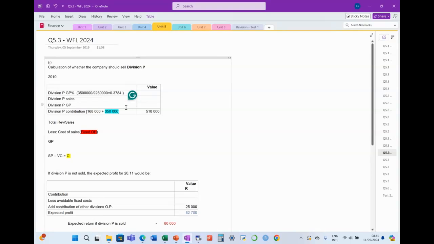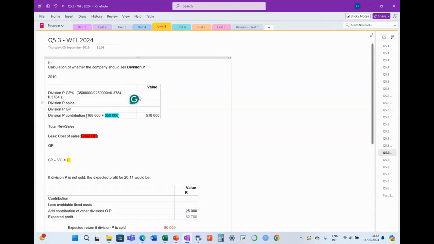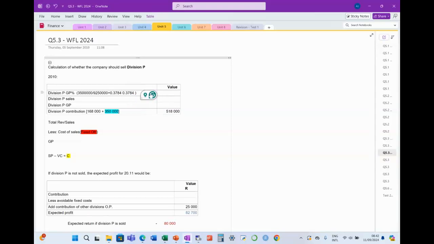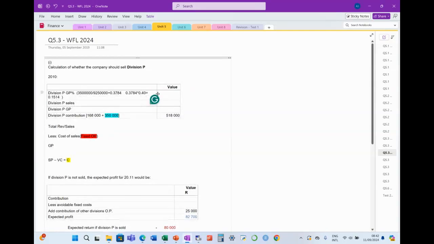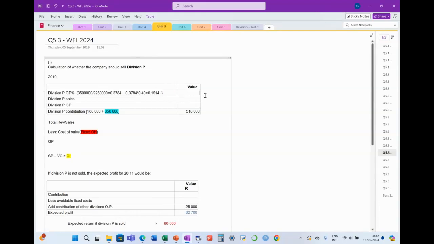Okay, obviously times 100 to put it into percentage. But then we can quickly just say times your 40%. Okay, let me space it out a little bit, and then times 0.40. And what do we get? Okay. Yes, so this is 15.14%. Okay, right. We've got that.